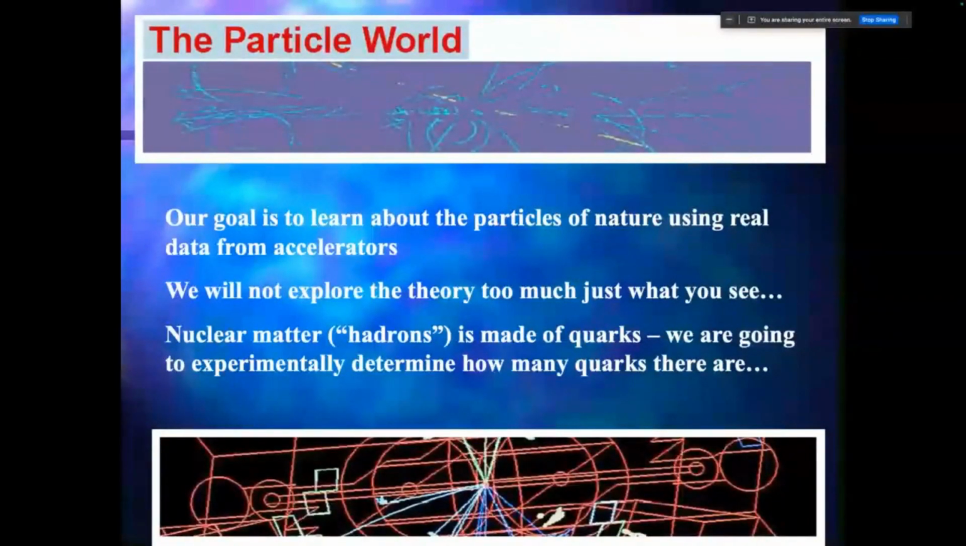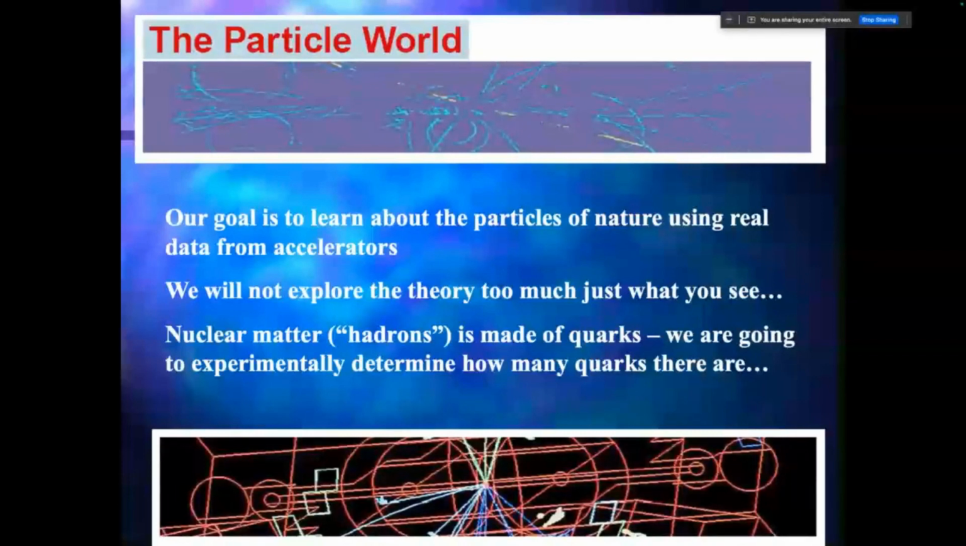So we've just heard a nice talk from Nick describing this world of particles and how it all comes about. And our goal today is to actually look at some data. So we're going to try and learn something about the properties of the particles that we see in nature using real data from accelerators. Since you've already had quite a bit of theory from Nick, we won't delve too deeply into that and just think a little bit more about what you see and what we can draw from that.